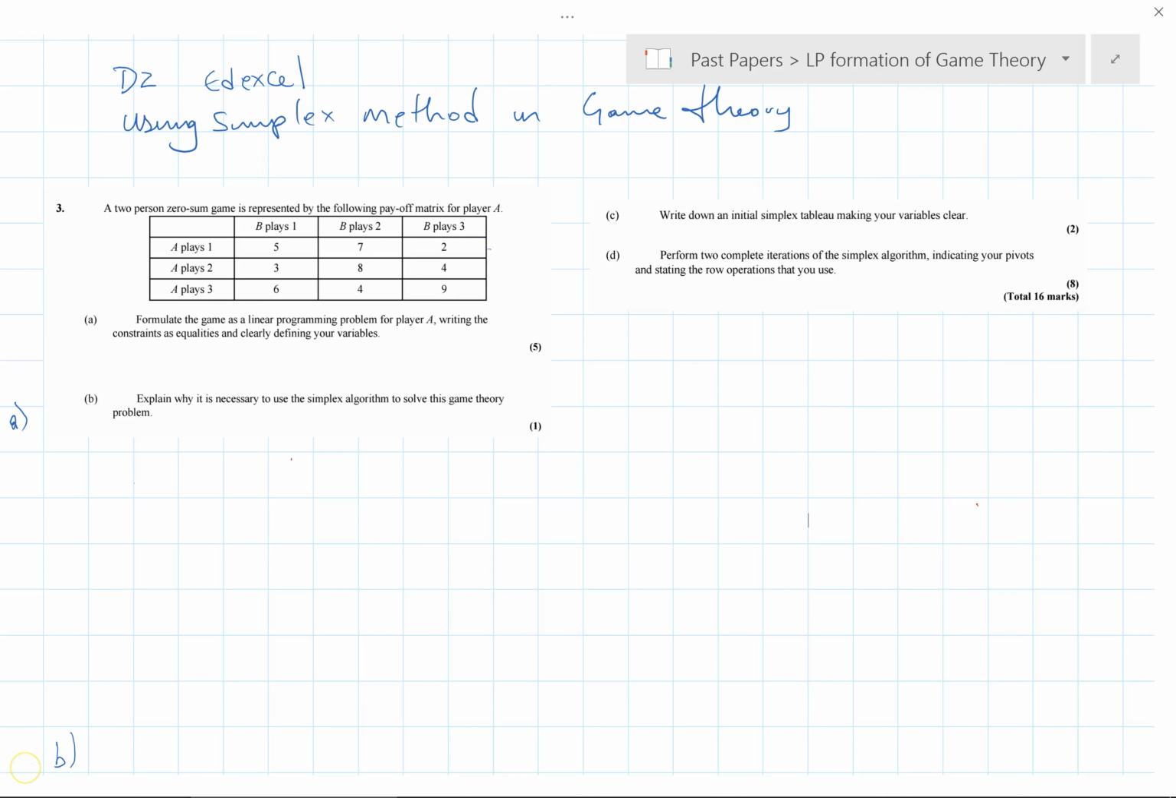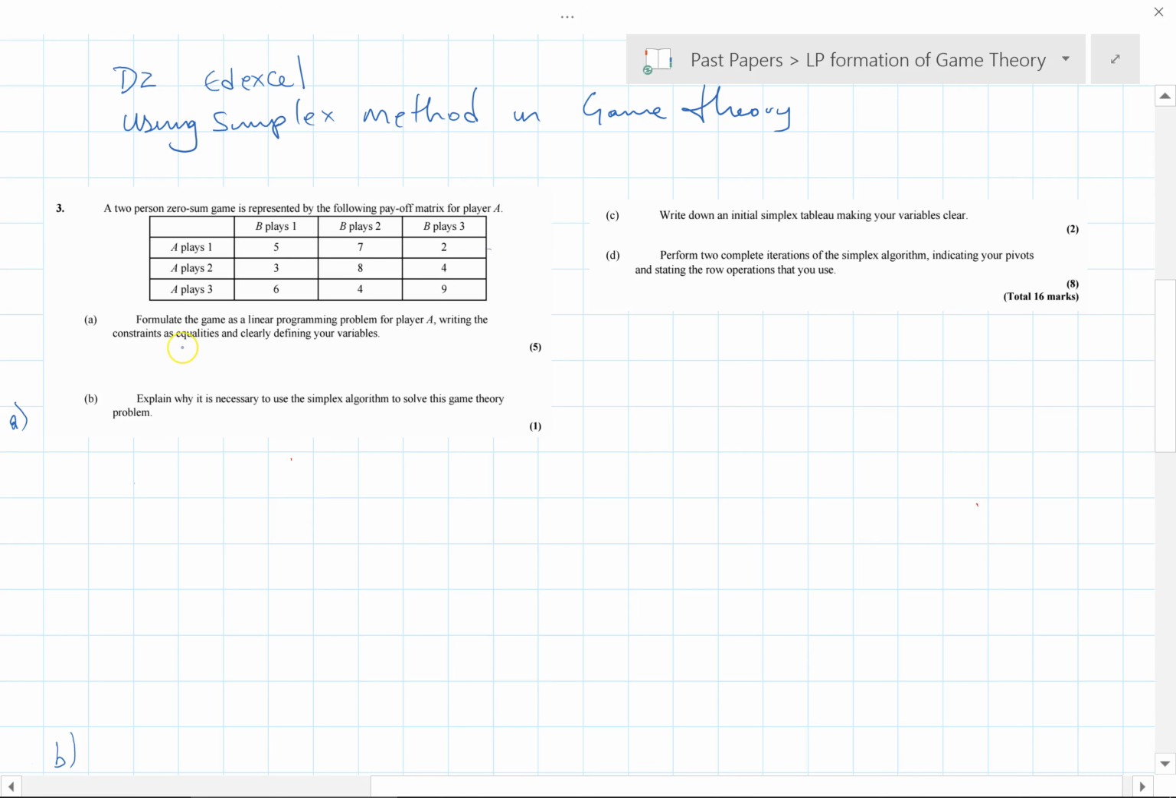In this video we're going to go through a not very commonly asked question in recent years on the simplex method in game theory for D2 Edexcel. We're commonly asked to set up a linear programming problem, but not that often to go on and actually put it into a simplex tableau and begin to solve. Even in this case we don't actually get to the end, because it takes quite a few iterations to actually solve the thing.